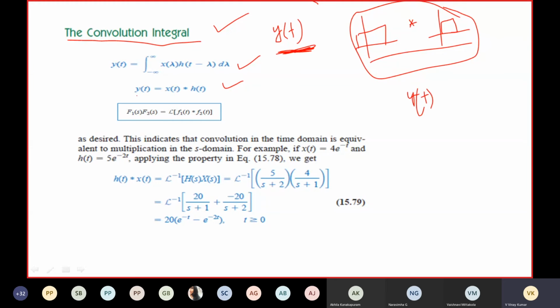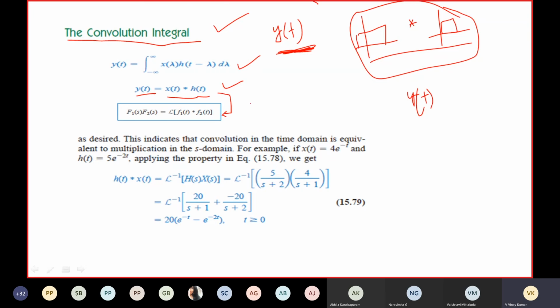Y of t is equal to x of t convolution h of t. We have one property. Here we have to apply this formula in order to find y of t. You can use the Laplace transform method to find y of t.